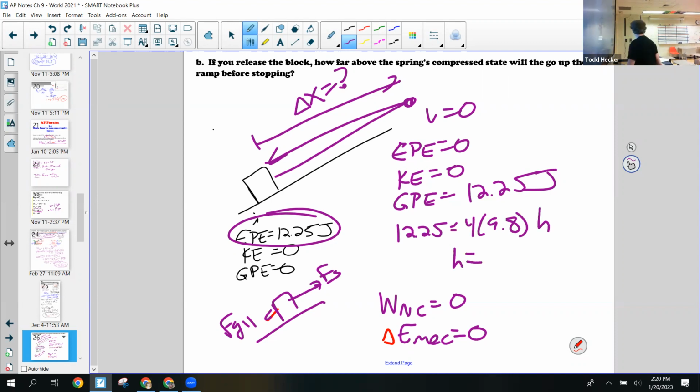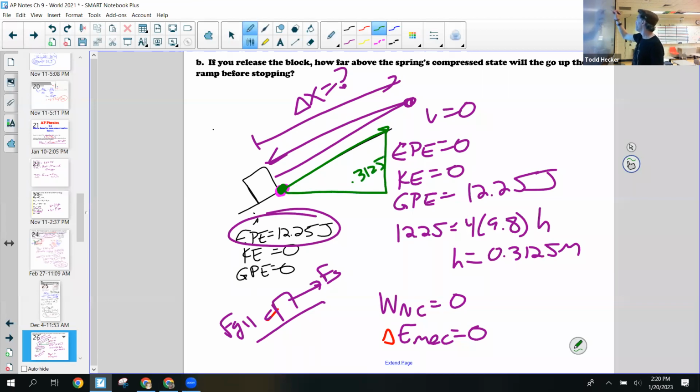Solve for the height, and you get a number that's written on a piece of paper over here, 0.3125 meters. Then you just consider your triangle. Just consider your triangle. So if this is 0.3125, then my hypotenuse, because this is 30 degrees, it looks like my delta x is going to be that divided by the sine of 30, which gives 0.625 meters.